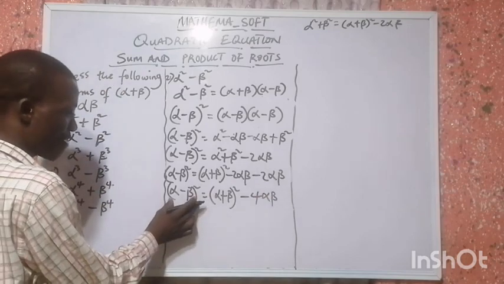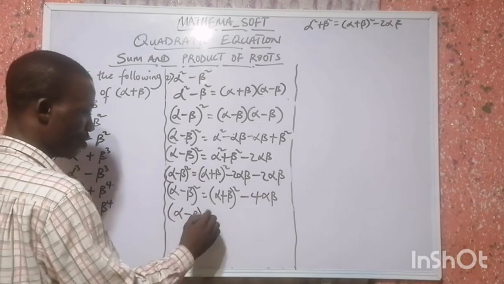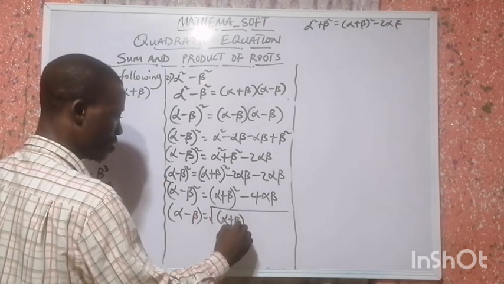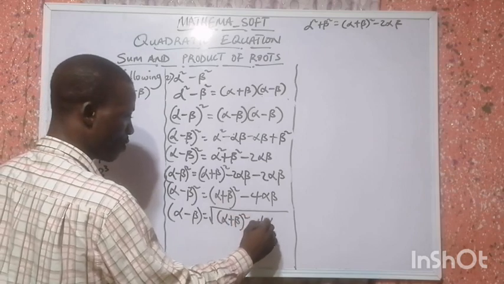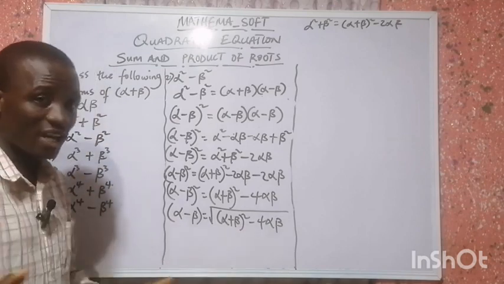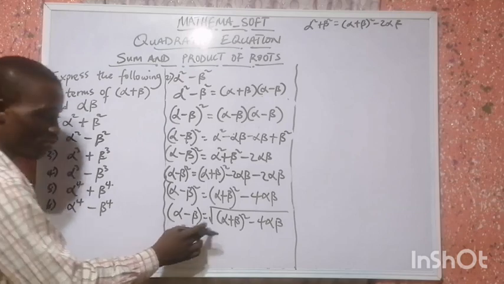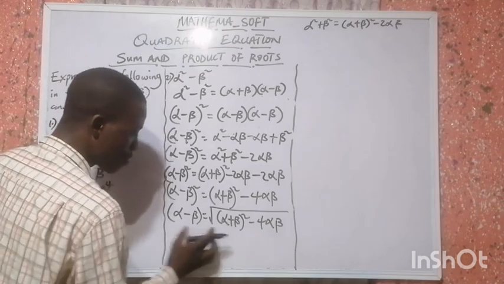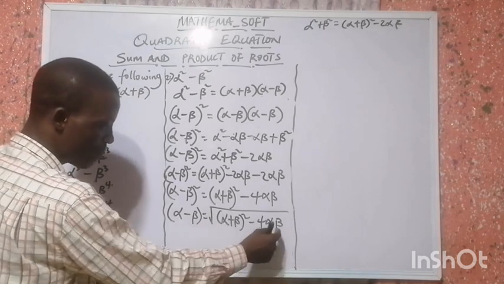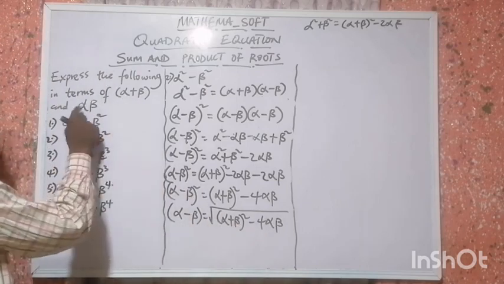So to get alpha minus beta now, I'll take the square root of both sides. That would be the square root of alpha plus beta squared minus 4 alpha beta. So alpha minus beta equals this. Sometimes they may ask you for alpha minus beta, and you can see that it is now in terms of alpha plus beta and alpha beta. So we can easily see that this has been expressed according to what they want us to do.